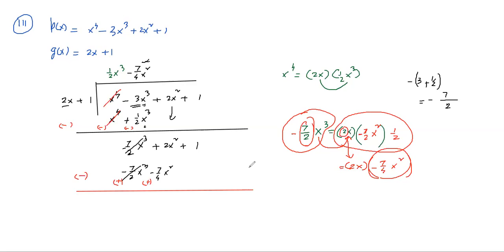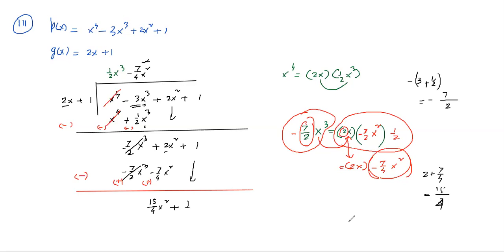Now again, as it is a fraction, I am doing the workout here. From here it is plus 2. From here it is plus 7 by 4. So what will be this? It is 15 by 4. That means it will be 15 by 4 x square. And then again this one will come down as it is.